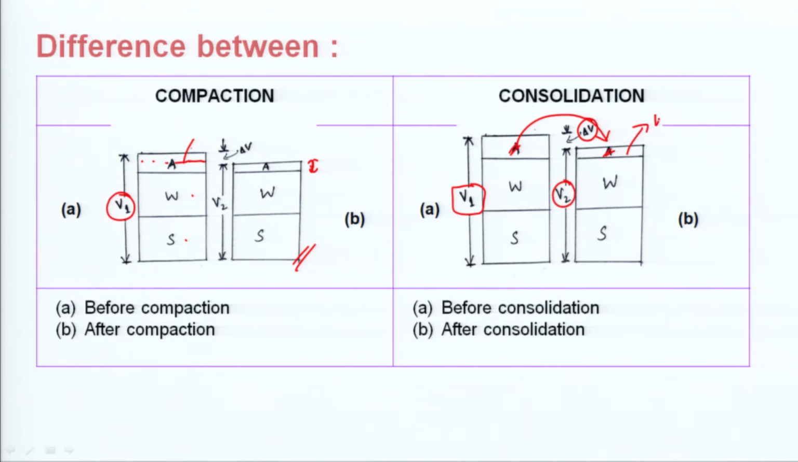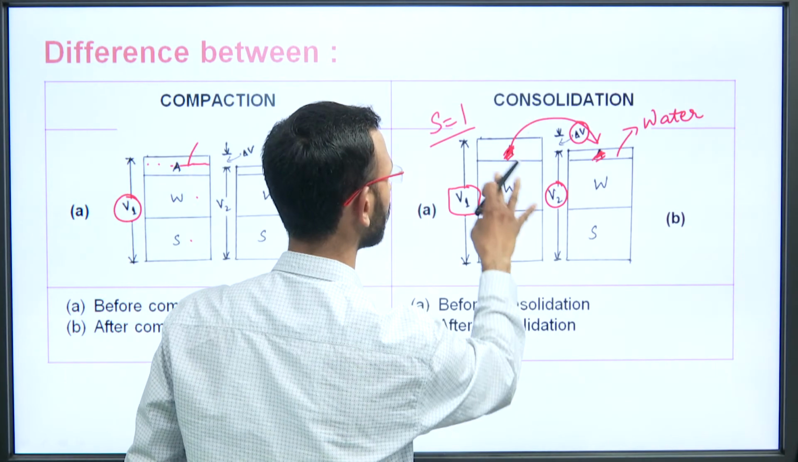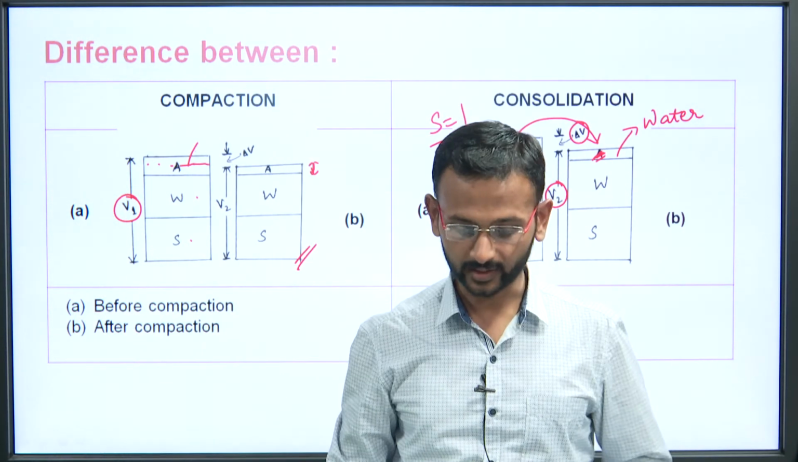Water is coming out. So, in the second case, air is not the factor, but water is the factor; water comes out. But in compaction, what was there? It was the air that was the governing criterion. In consolidation, the entire voids are filled with water. The value of saturation is 1. When saturation is 1, there is no air, so we will not consider the air here; it is only the water and the soil solids.